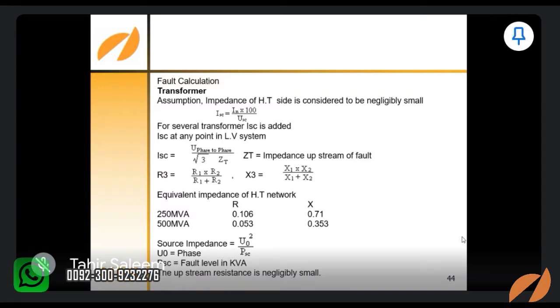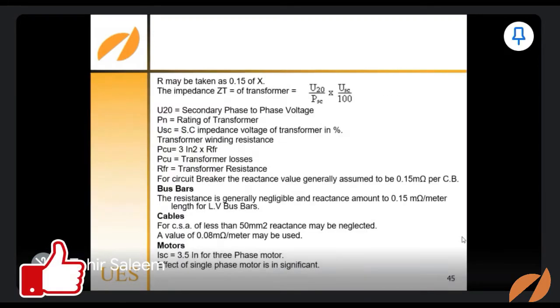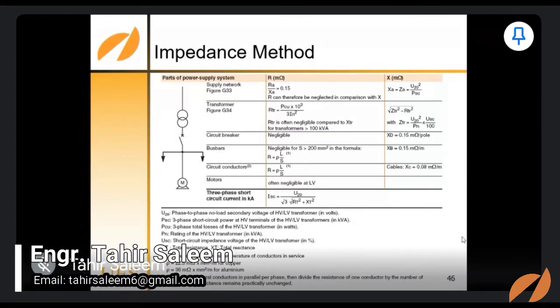This is the formula for the PSA fault level in kVA. These are the different formulas. You can take them. I will just omit that so you don't confuse yourself. This is the single line diagram.